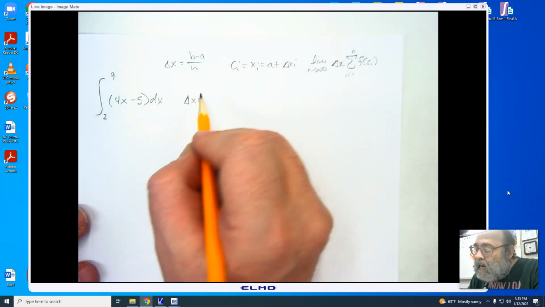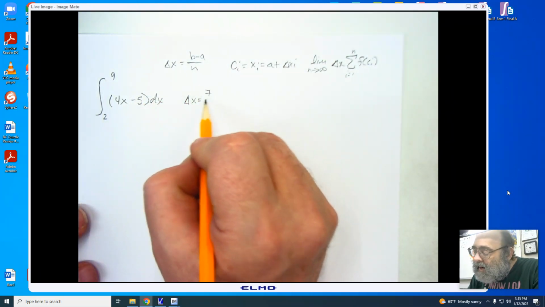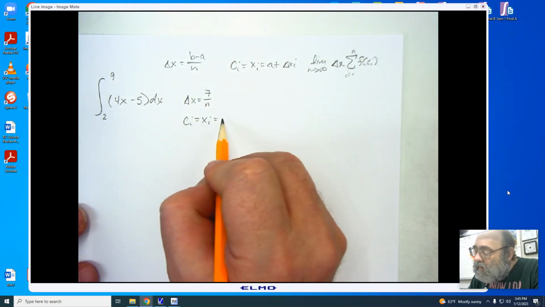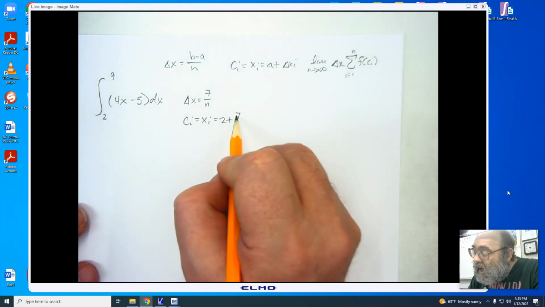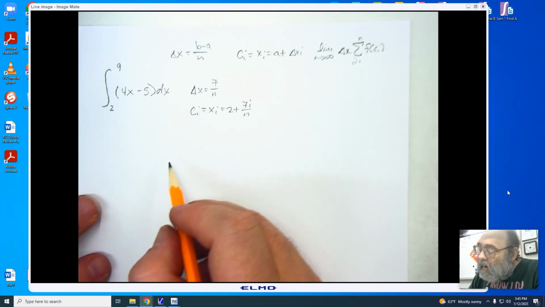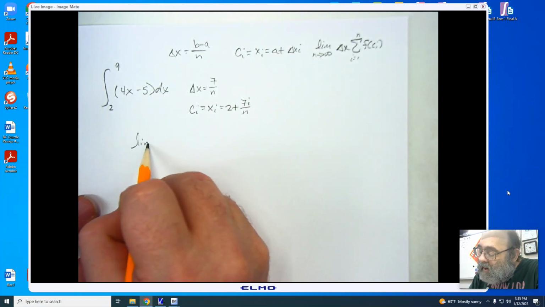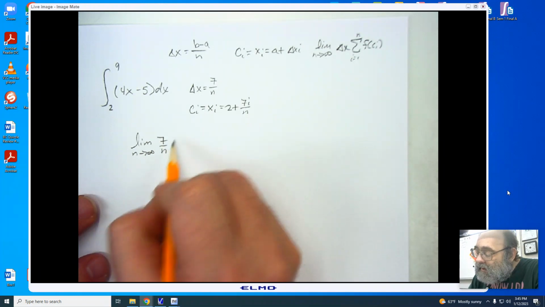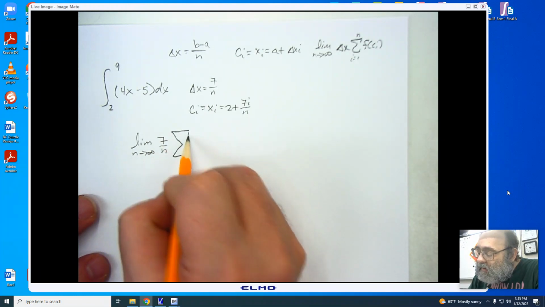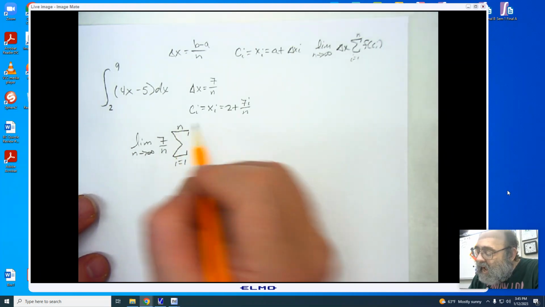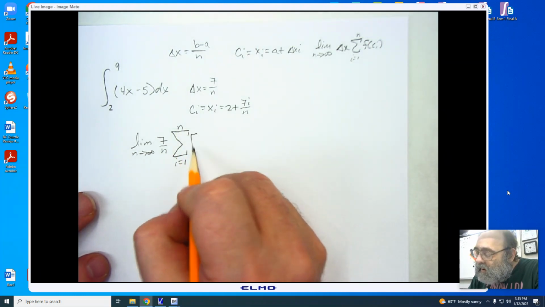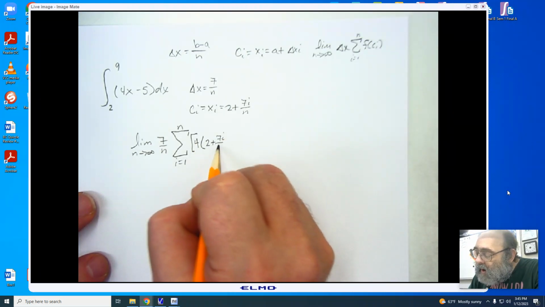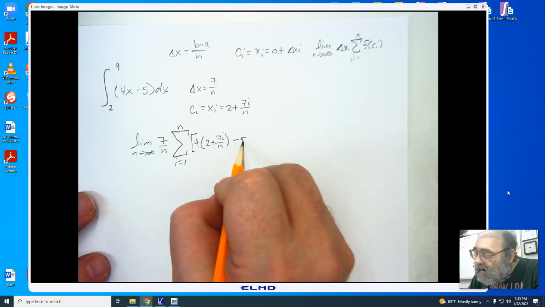Delta x is the gap. 9 minus 2 is 7 divided by n. C sub i, which is x sub i, is going to be 2 plus 7i over n. We're now going to construct the limit as n approaches infinity for our delta x, 7 over n, times the summation as i starts from 1 to n, and we're now going to put 4 times x sub i, 2 plus 7i over n, and then minus 5.